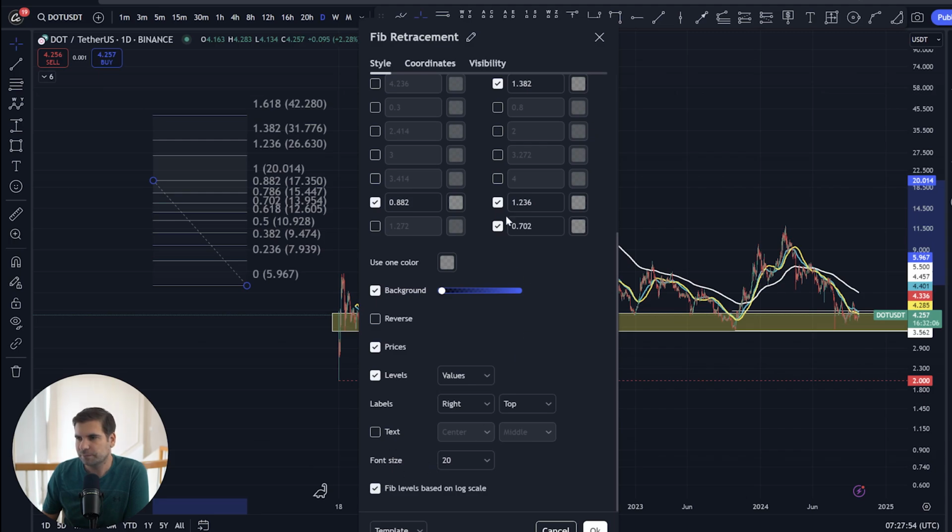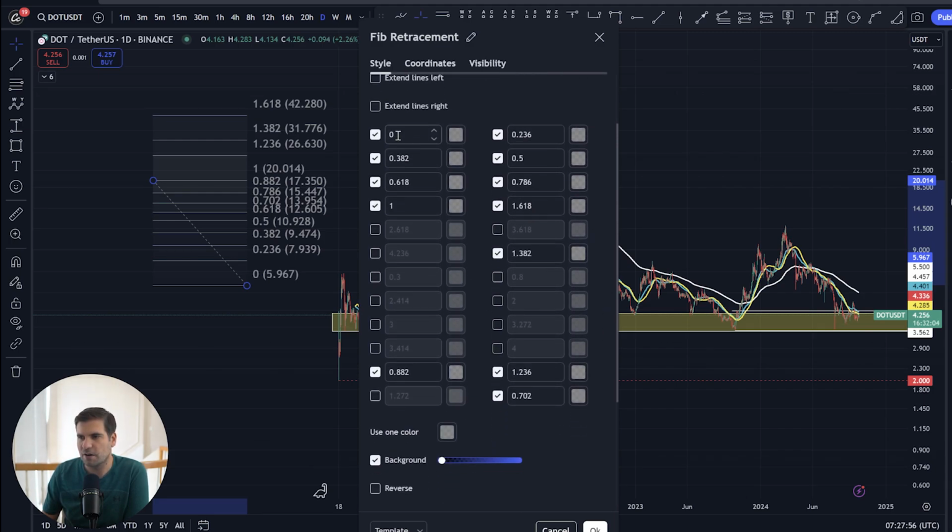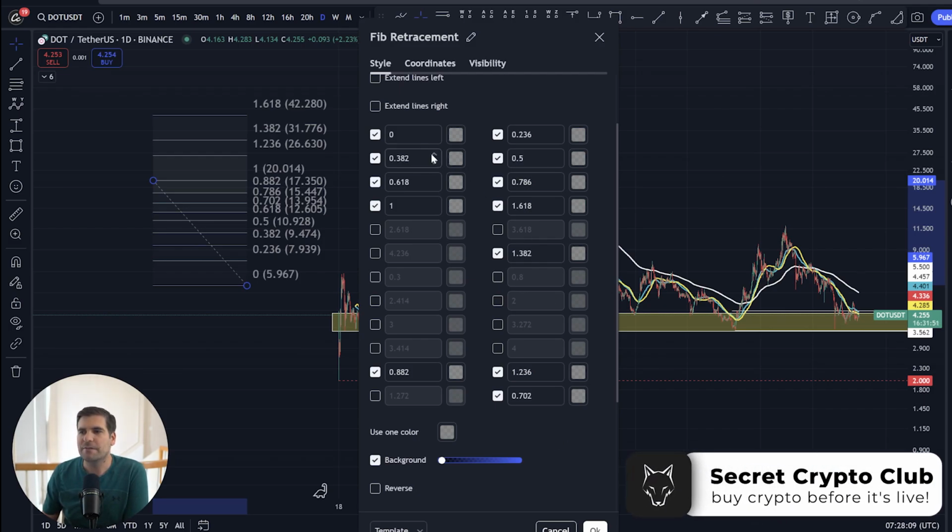The other things on here that are different are obviously the levels that I am using. I'm using these specific levels due to the other tool that I'm going to use to be predictive over the future of Polkadot, and that is Elliott Wave. Elliott Wave and Fibonacci retracements and extensions go together hand in hand. One is heavily dependent on the other.